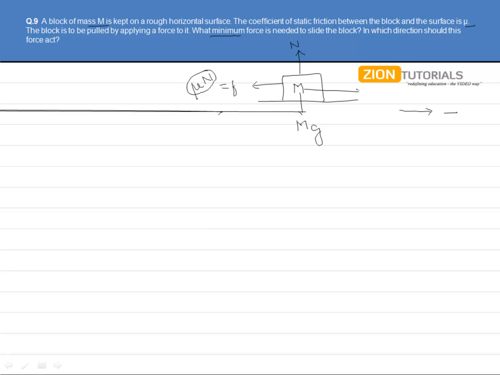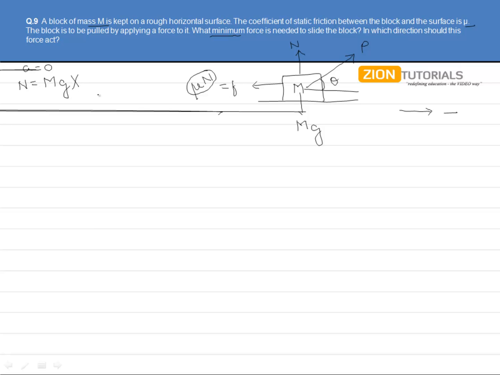Let us consider a case when the force is at an angle of theta. This theta can actually make the difference. It can reduce your efforts. So let this force be P. Now, since it is just to slide the block, there is no acceleration, that is, acceleration equals 0 for this block. So we can say that the normal reaction equals mg.